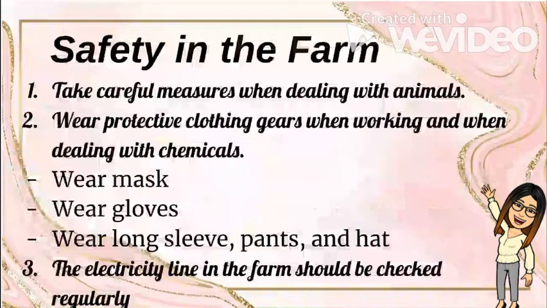And number 3, the electricity line in the farm should be checked regularly. You always check the electricity line in your farm. Why? Because maybe your farm animals accidentally hit it or kick it, and then something will happen to them. So you have to check it regularly and you have to be careful, of course.